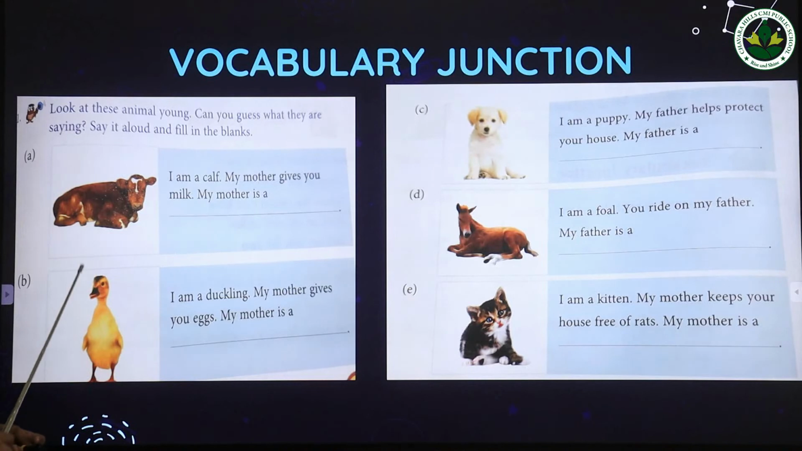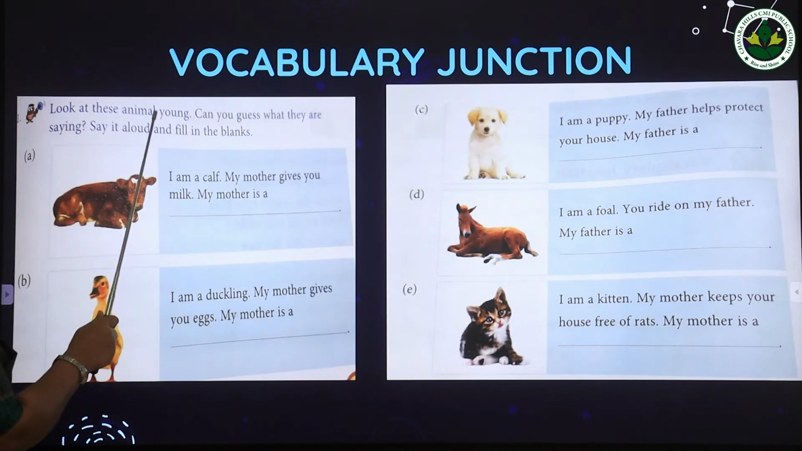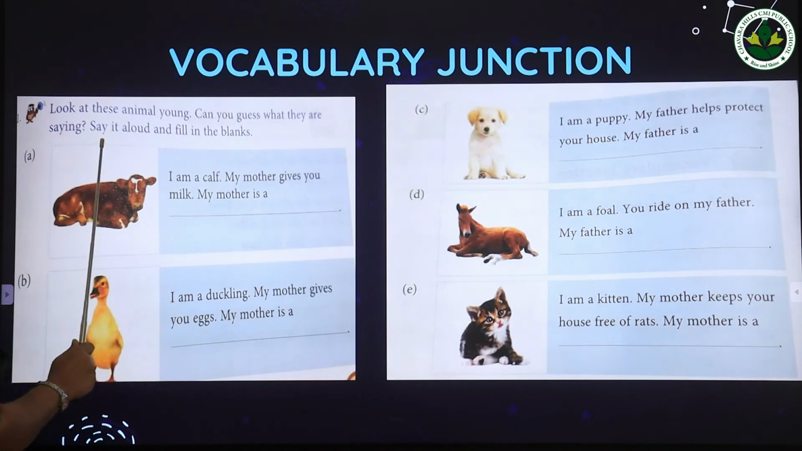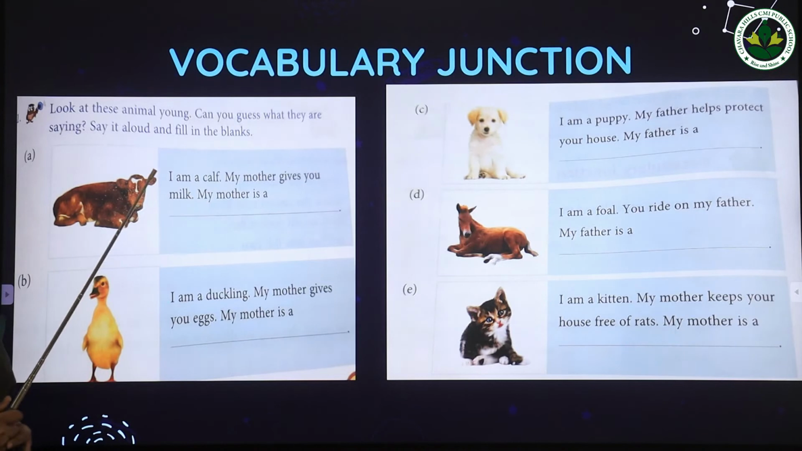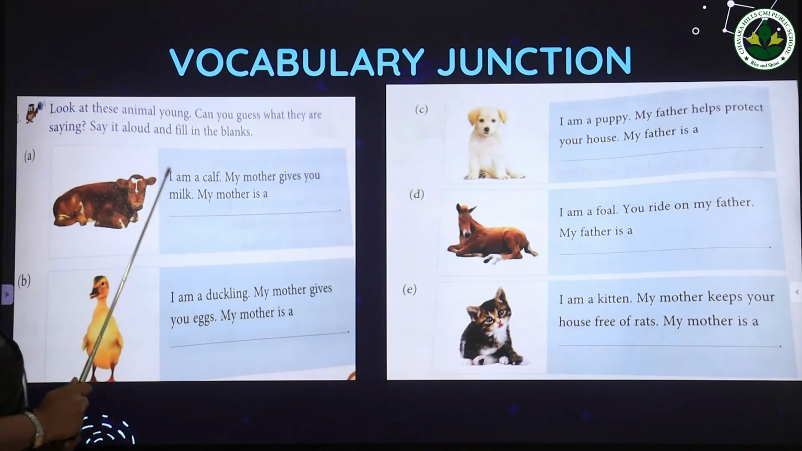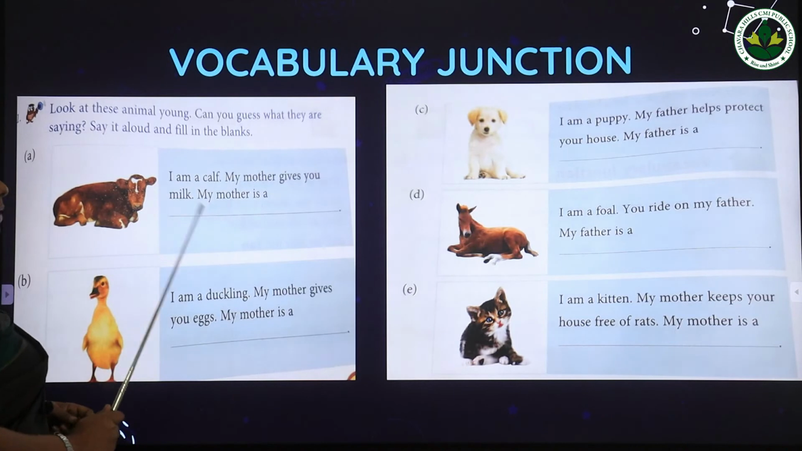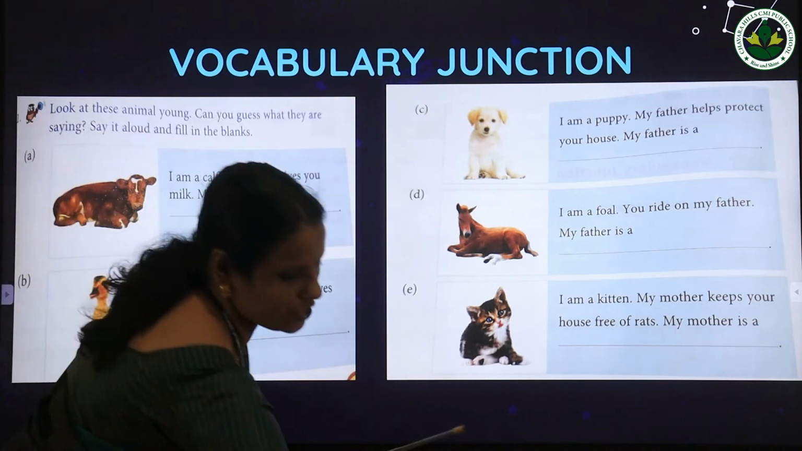The picture is given here and some clues are also given in the exercise. You have to find out the mother of that particular baby. Okay, so look at this animal young. Can you guess what they are saying? Say it aloud and fill in the blanks. They are saying, I am a calf. My mother gives you milk. My mother is a dash.